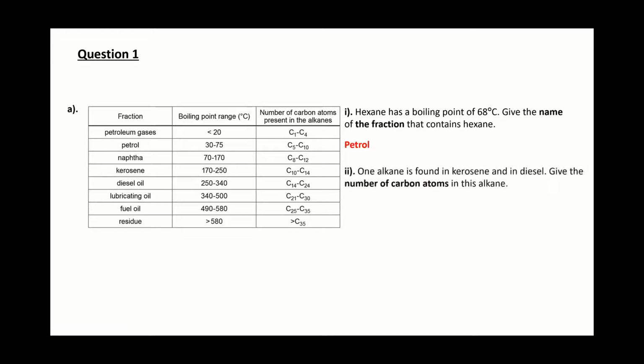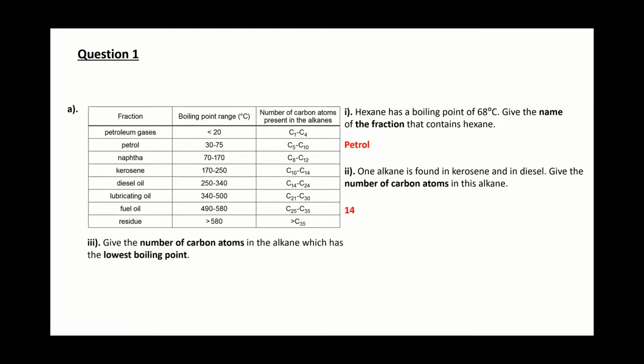So part B asks us to identify the number of carbon atoms that are shared by the two fractions kerosene and diesel. So, by looking at the two defined columns, so kerosene and diesel, we can see that the number of carbon atoms that is shared is 14, because both of those are present in each of those fractions. And therefore that is our answer, 14.